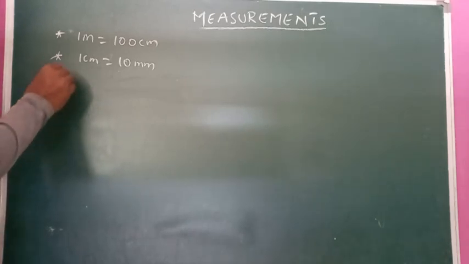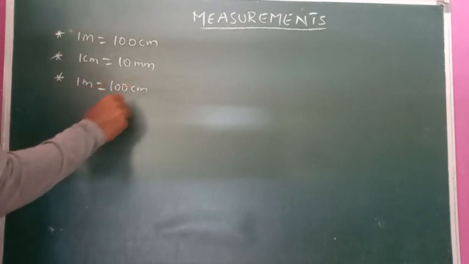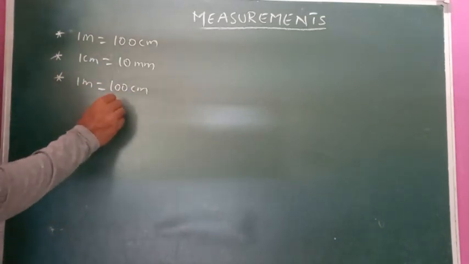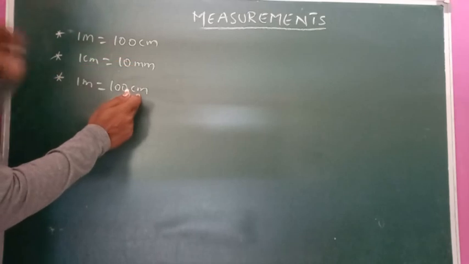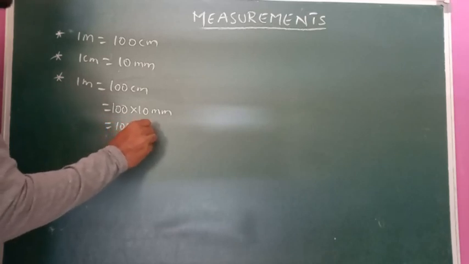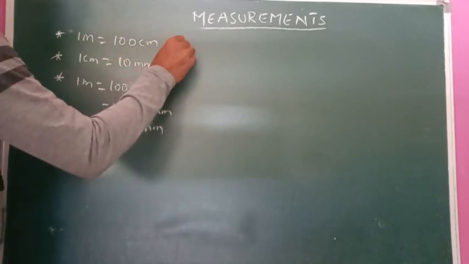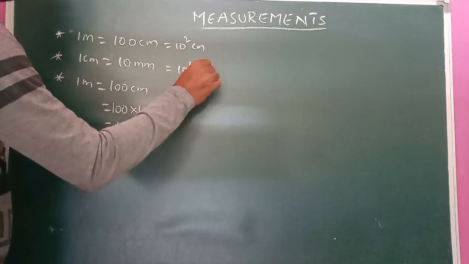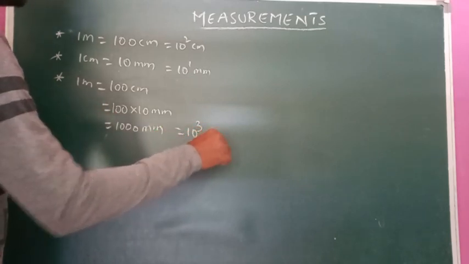Then 1 meter is equal to how many centimeters? 100 centimeters. Then how many millimeters for this 100 centimeters? Write the 100 as it is, and for 1 centimeter, how many millimeters? Into 10 millimeters. That means 1000 millimeters. This 100 can be written as 10 power 2 centimeters, this 10 millimeters can be written as 10 power 1 millimeter, and this 1000 can be written as 10 power 3 millimeters.